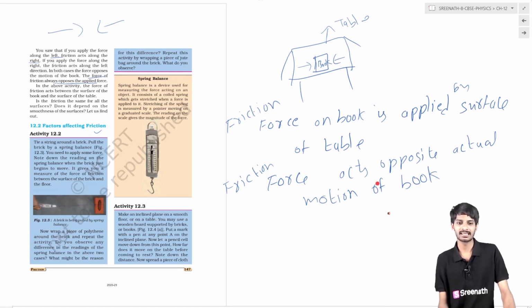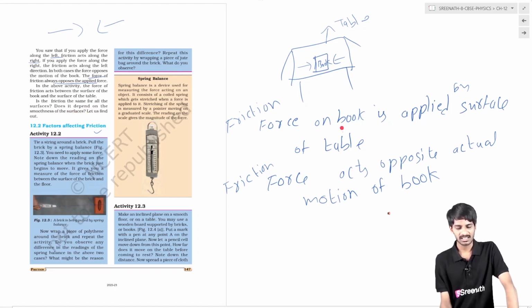So basically the force of friction always opposes the applied force, and in the above activity the force of friction acts between the surface of the book and the surface of the table. So the friction force is a contact force. It acts between the two surfaces which are in contact only. When two surfaces are in contact, then only frictional force will act. And in this example, the table is exerting the frictional force on the book.